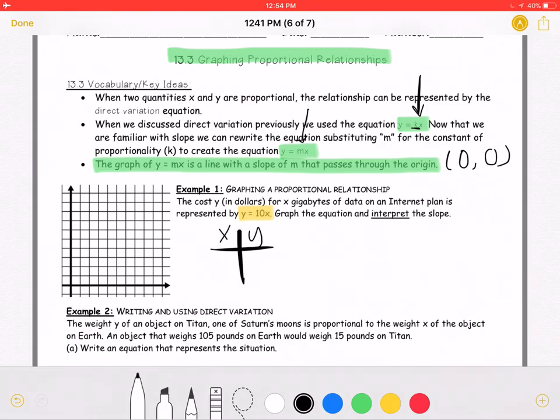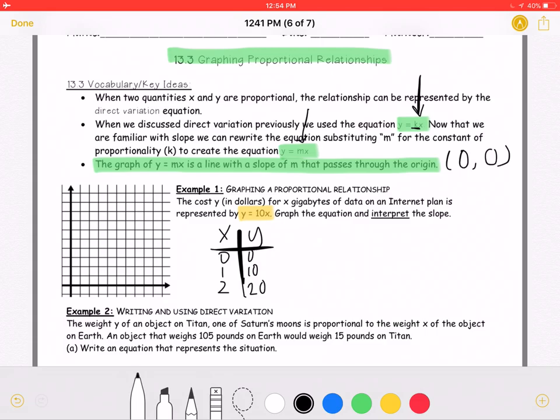Choose your x values. If you notice here, I only give you the graph for the first quadrant, all positive values, because we're talking about number of gigabytes and money. That can't be negative, so x can't be negative, so we're not going to choose a negative value. We're going to start with maybe 0, and we can just do 1, 2, you can go up to 3 if you want. To find y, we plug in our x, so 10 times 0 is 0. 1 times 10 is 10, 2 times 10 is 20.